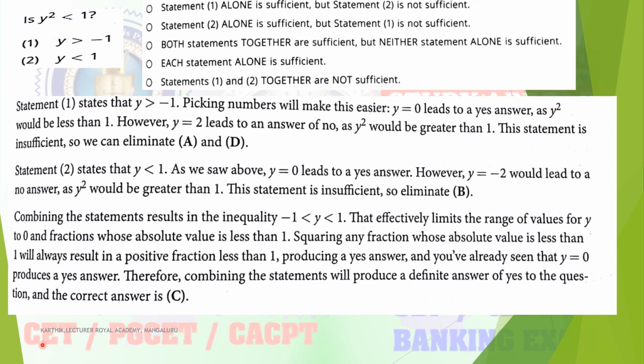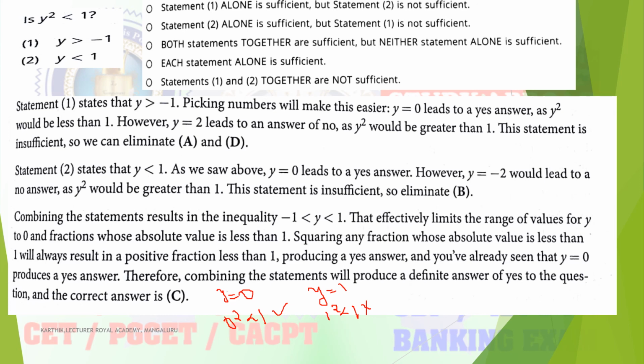I will tell you in detail how it works. First statement, y is greater than minus 1. First I will choose y equal to 0, which is satisfied. Next apply it here, 0 square is less than 1, so it satisfies the condition. And y equal to 1, 1 square is not satisfied. Two different answers you are getting. So from the first statement alone you can't find the answer.